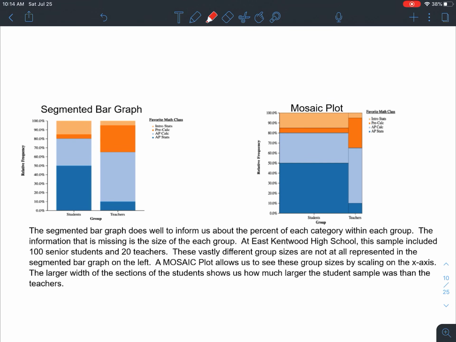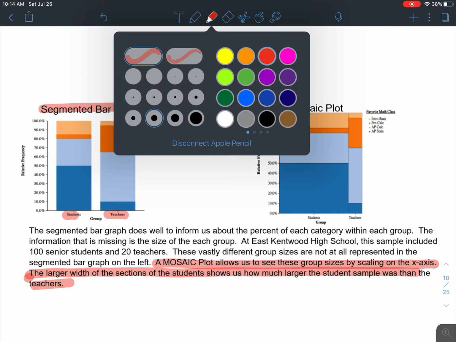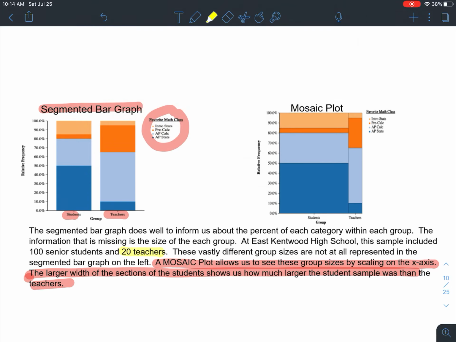Lastly here, this is describing a mosaic plot. You can just read this part down here at the bottom. This is referencing that students and teachers were surveyed about what their favorite math class was. If you just use a segmented bar graph, you don't really get the fact that there were only 20 teachers in the survey, but there were 100 senior students.